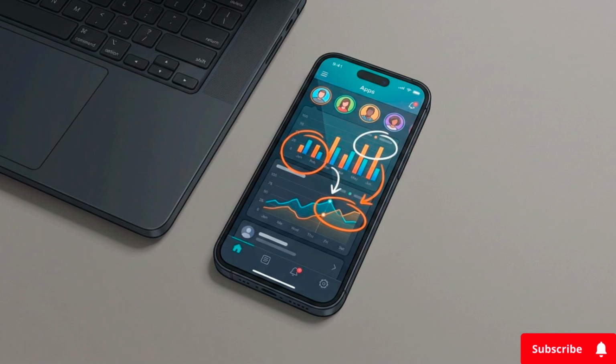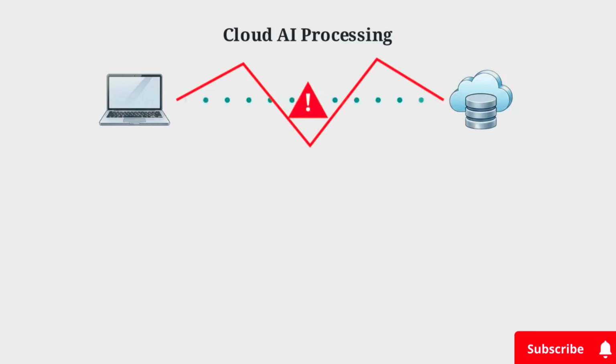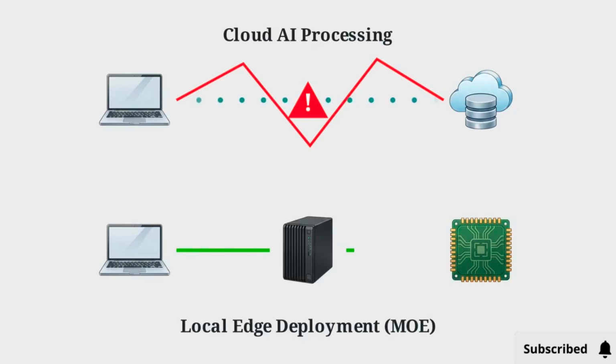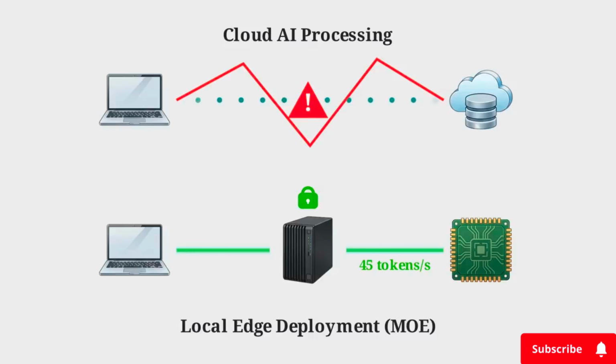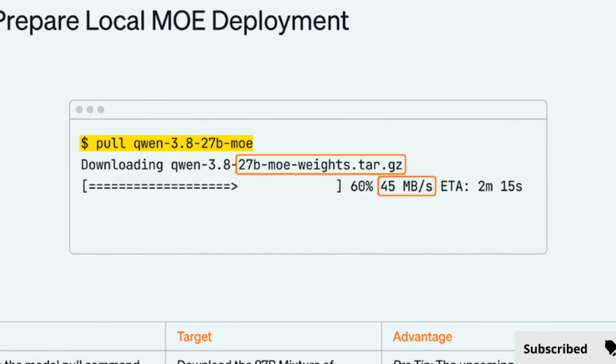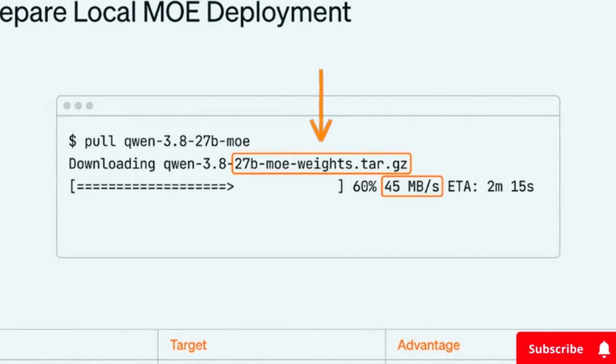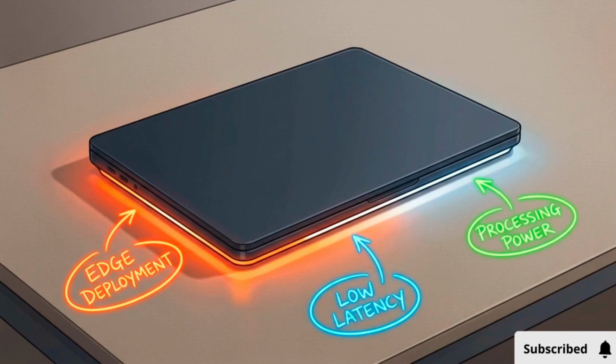For tasks involving sensitive enterprise data, routing through cloud servers presents a security risk. The solution is the Mixture of Experts, or MOE, architecture for edge deployment. This terminal shows the process. Execute the pull command for the 27B MOE variant to download the lightweight model weights directly to your machine. Because this is a targeted MOE variant, you can unpack and run it using standard consumer hardware.